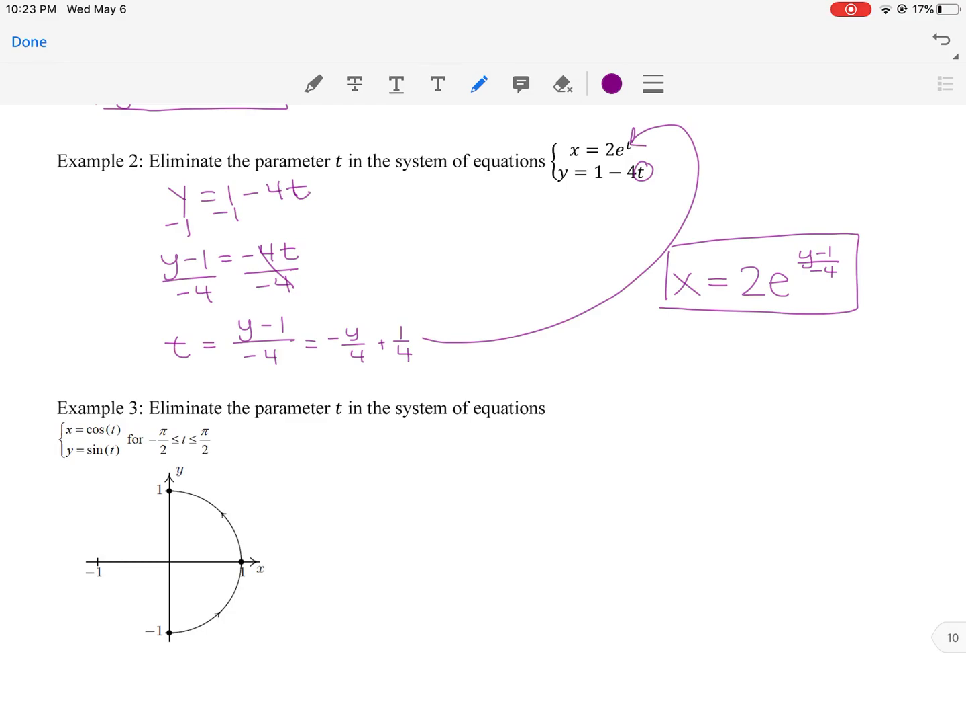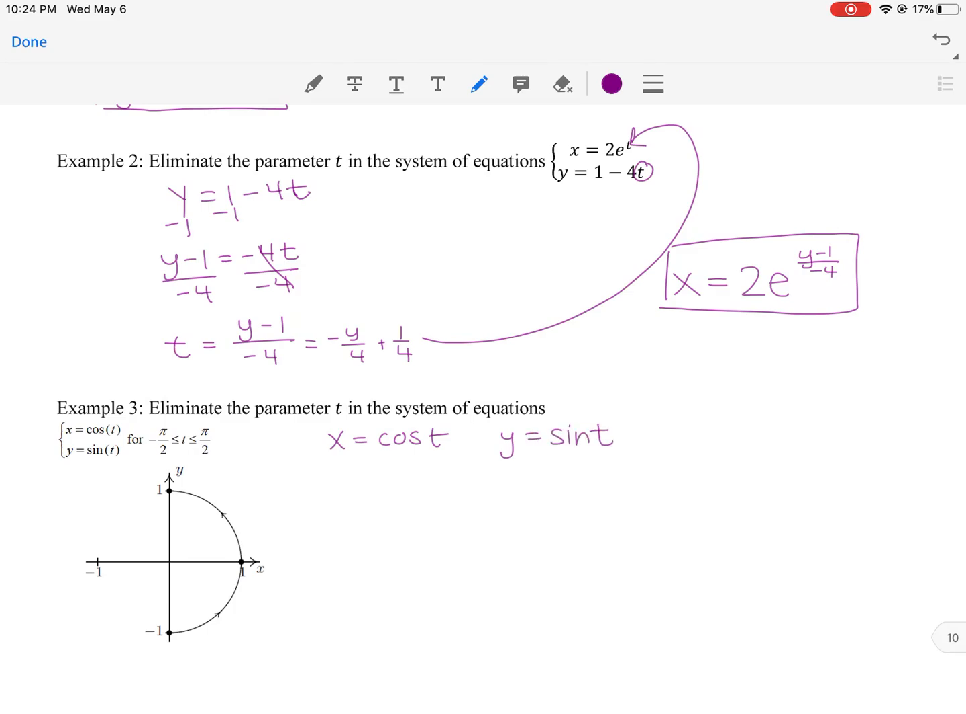Okay, example 3 is not as easy, right? In this case, you can probably recognize it as half a circle, because there are some limitations here. So we are going to use some of our knowledge from the past of what a circle looks like. As we take a look, we're going to think about x equals cosine of t and y equals sine of t.